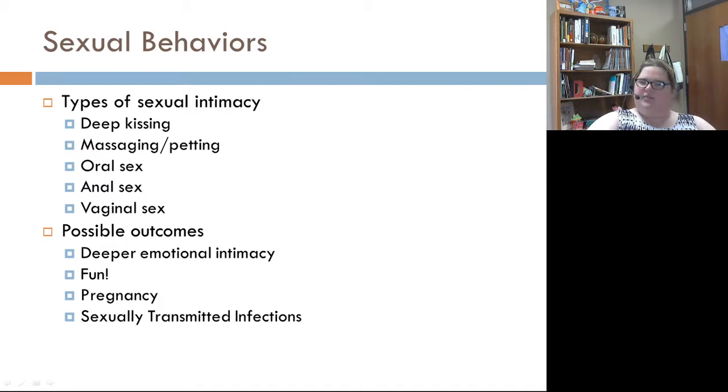We'll talk more next class about possible risks associated with different types of sexual intercourse. There are different possible outcomes that could come from sexual behaviors. Deeper emotional intimacy is one of them. It often does happen, especially if there is a psychological attraction there. It's fun, so that's another outcome. But on the other side, there are some less happy outcomes for a lot of people, especially teenagers. Pregnancy and sexually transmitted infections are two incredibly negative outcomes that can come from teen sexual behaviors. We will talk on Monday about those.